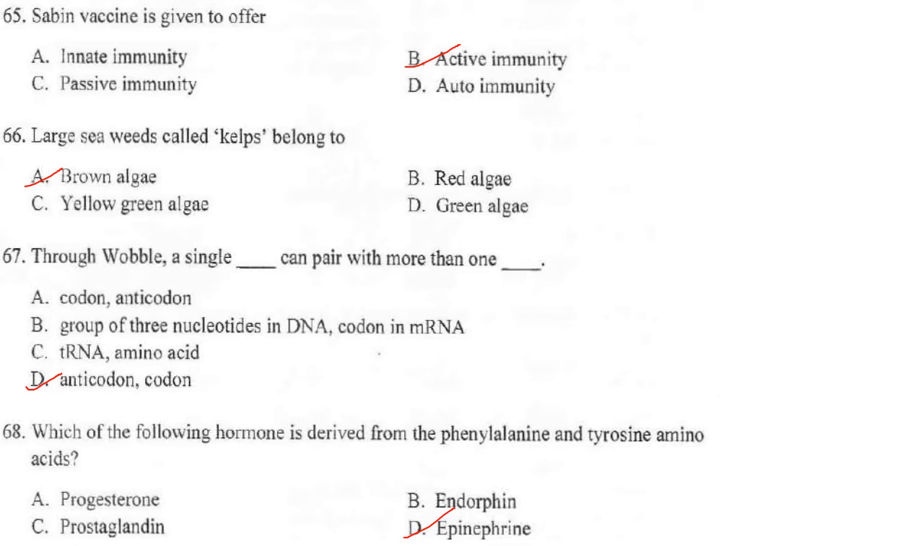Answer is D. Which of the following hormones is derived from phenylalanine and tyrosine amino acid? So it is epinephrine. Answer is D.